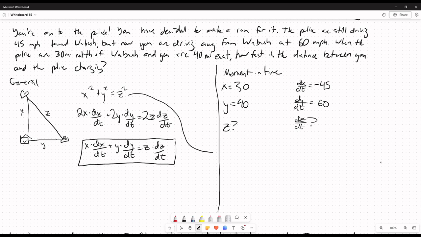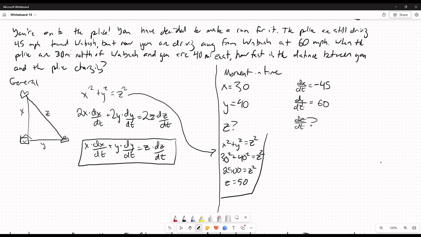We'll have x squared plus y squared equals z squared. Thankfully, this is a nice triangle. We'll have 30 squared, which is my x, plus 40 squared, which is my y, equals z squared. If you simplify this on the left, you're going to get 2500 equals z squared, or z equals 50. So that's nice. And with that, I can now use my related rates equation to solve for dz/dt.